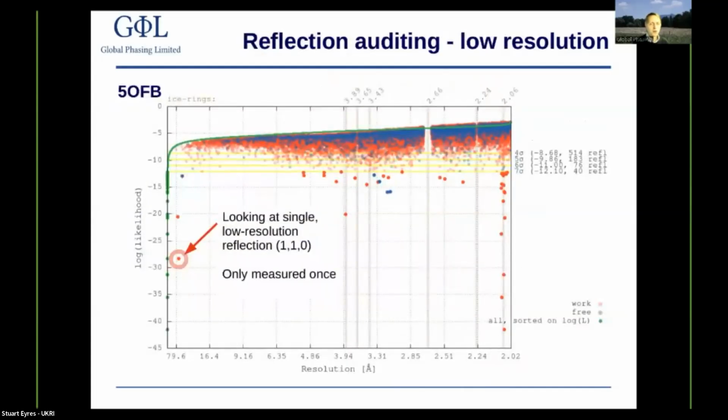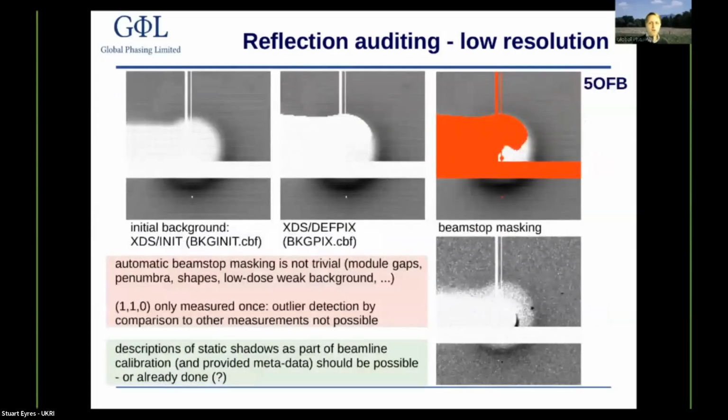Instead of looking at a whole class of reflections, like those within known ice ring resolution ranges, it can also be interesting to look at single reflections, for example, very low resolution outliers. Those low resolution outliers are often due to inadequate beam stop masking, as in the case of the 110 reflection in 5OFB. The actual beam stop shadow, shown on the bottom right, has some artifacts that cause problems in the automatic beam stop masking done by the DEFPIX step in XDS. The top right picture shows the resulting beam stop mask, while the bottom right shows a single measurement of the 110 reflection, as it is clearly impacted by the beam stop shadow and should therefore be rejected as an outlier already during integration.